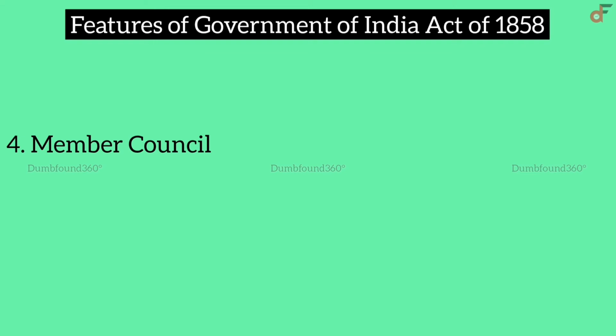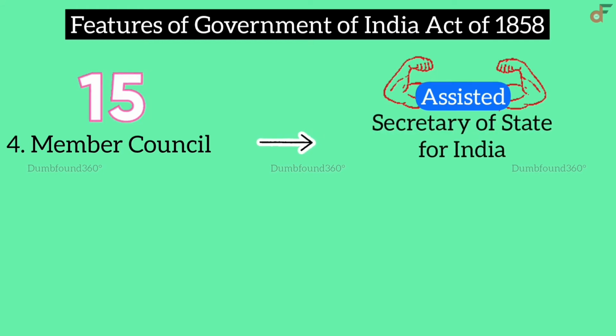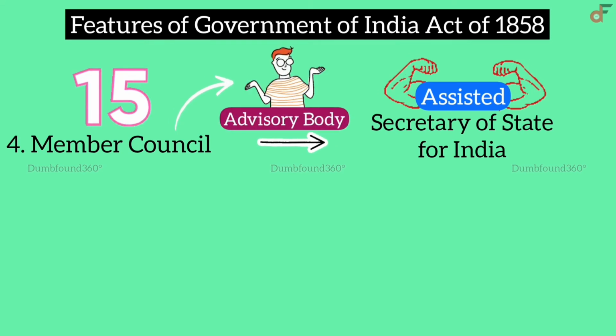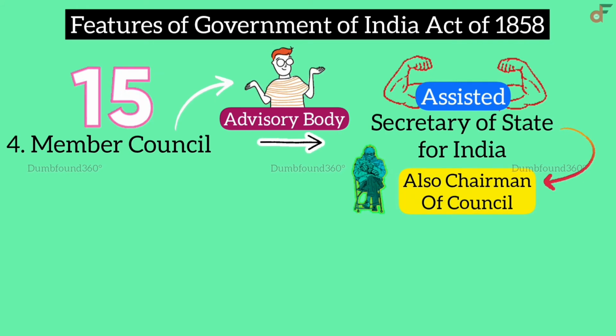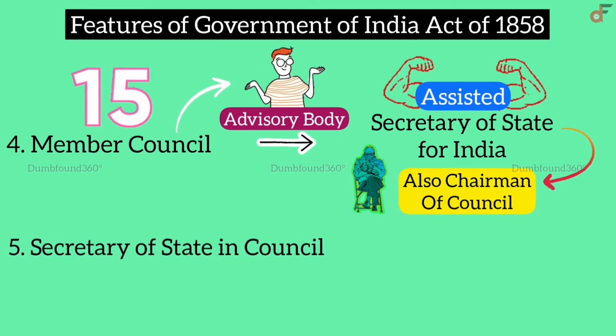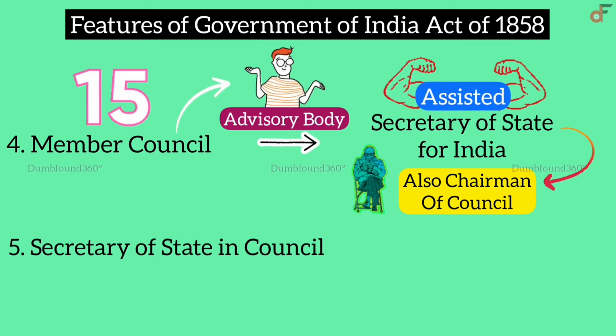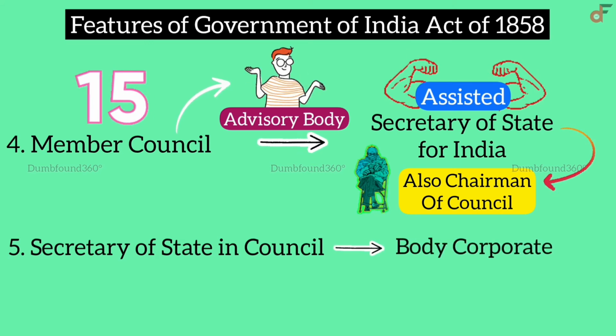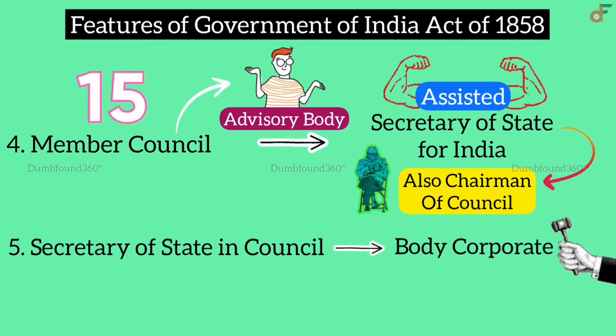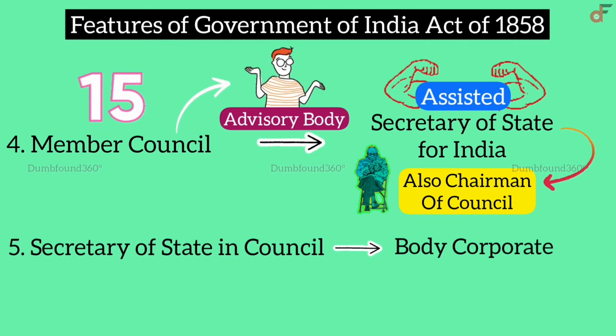4. It established a 15-member Council of India to assist the Secretary of State for India. The Council was an advisory body. The Secretary of State was made the Chairman of the Council. 5. It constituted the Secretary of State in Council as a body corporate, capable of suing and being sued in India and in England.